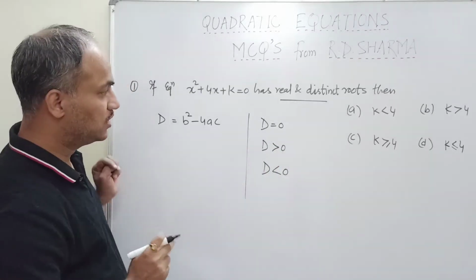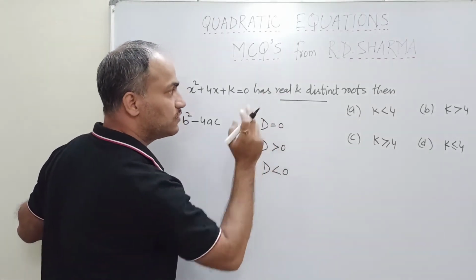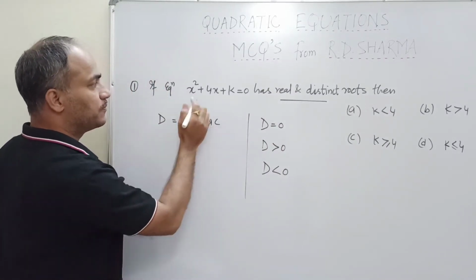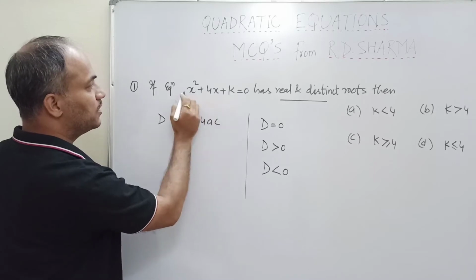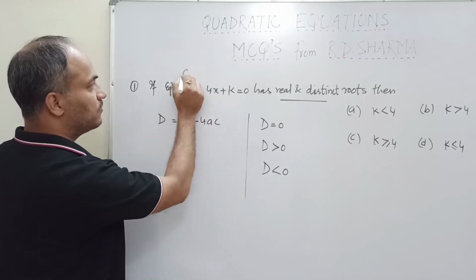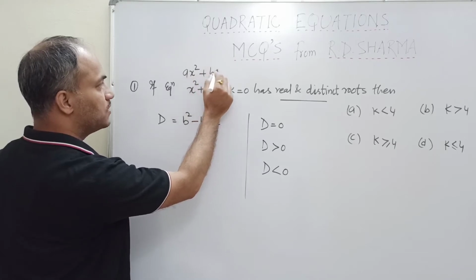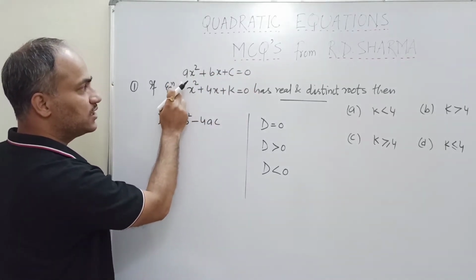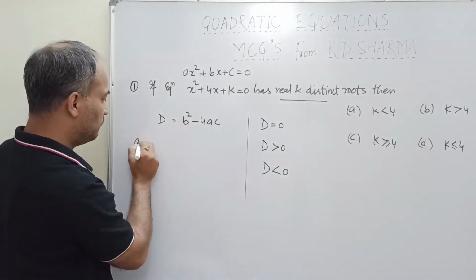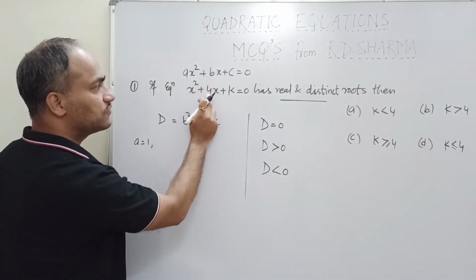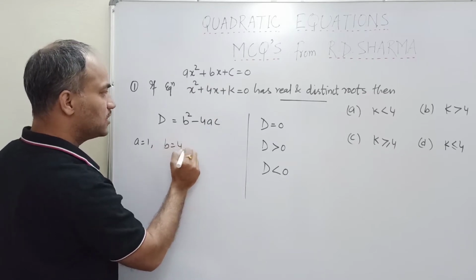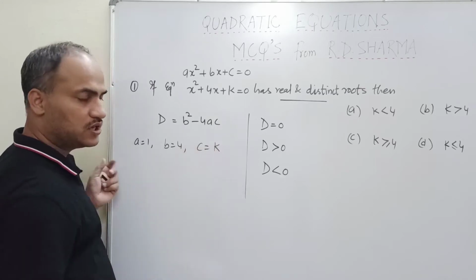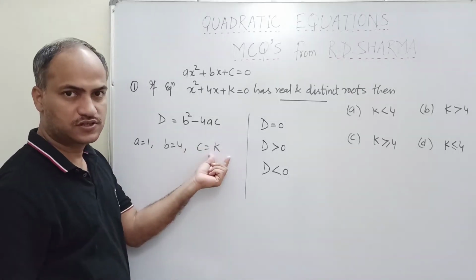Now this condition we will follow. Okay, real and distinct. If it is equal, then the roots will be equal also. So D we find here. So from this equation we compare the coefficient of x. Okay, we compare this from ax square plus bx plus c is equal to 0. And what we get? A means coefficient of x square is 1. B means coefficient of x is 4. And C means the constant term is k. Okay, so we have these values of constants.